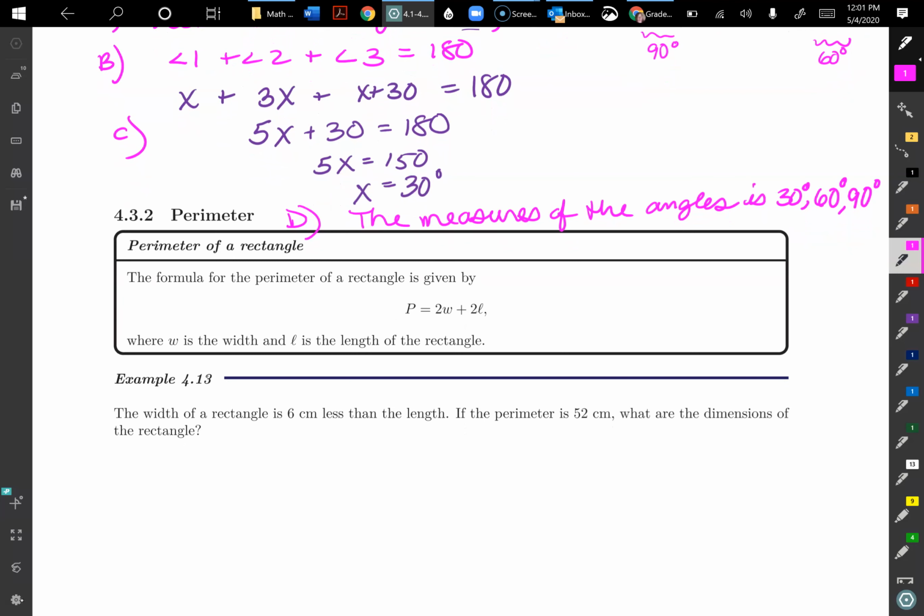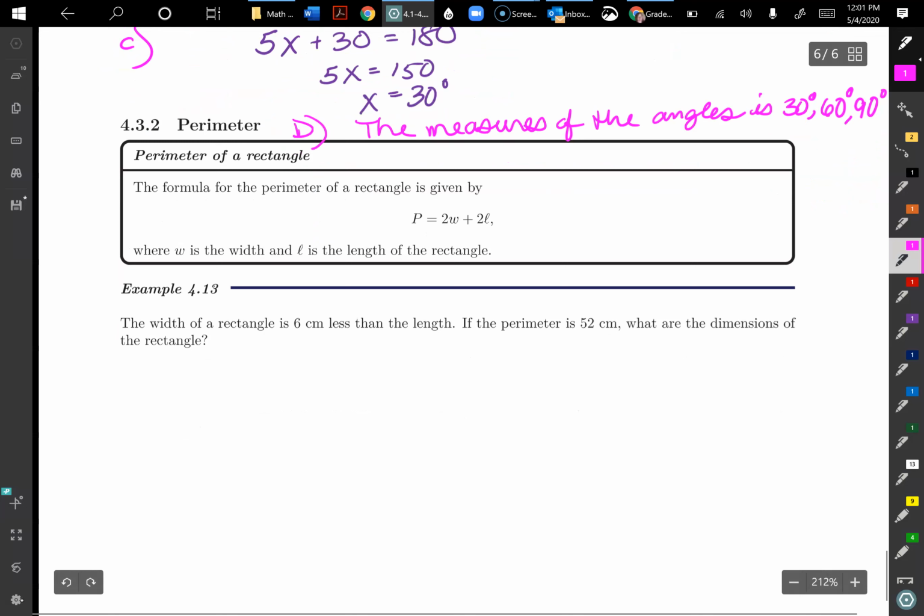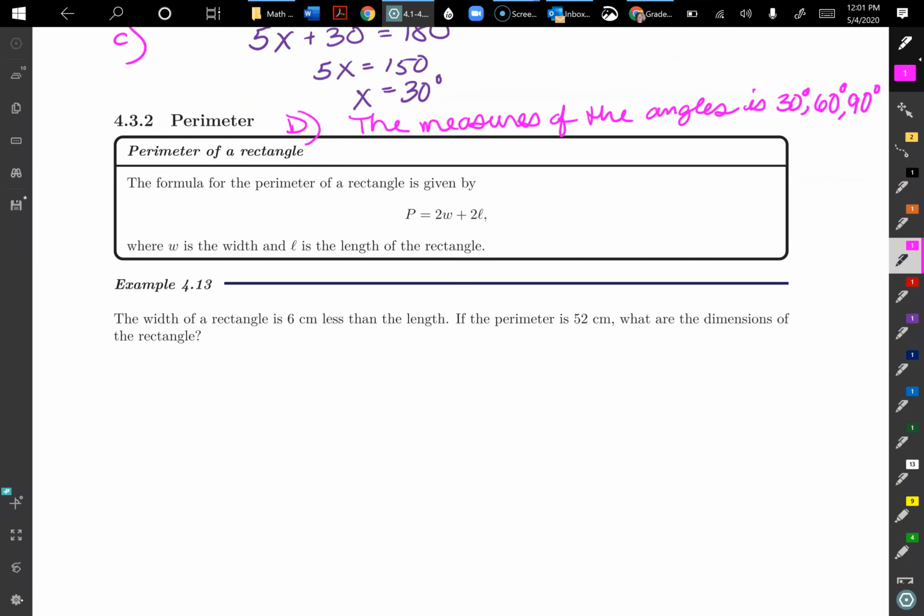And then we have the next one, the last one for these 3 sections. So for this assignment set, we have perimeter of a rectangle. The formula for the perimeter of a rectangle is given by P equals 2W plus 2L. You've probably seen this before, but it's just adding up the sides, right?